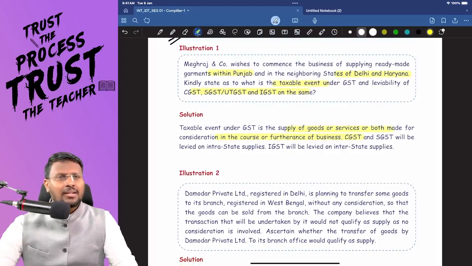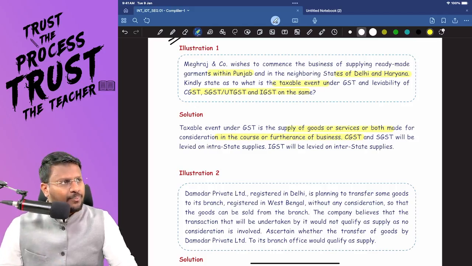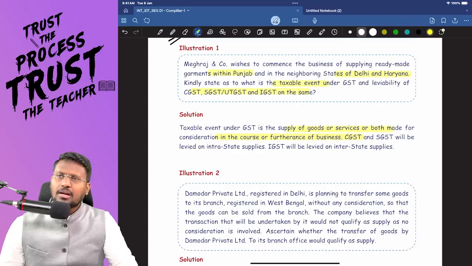You can write the taxable event under GST is section 7 subsection 1 clause A, which is: supply includes all forms of supply of goods or services or both, such as sale, barter, transfer, exchange, license, lease, rental or disposal, made or agreed to be made for a consideration by a person in the course or furtherance of business.